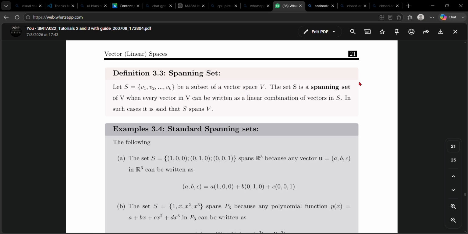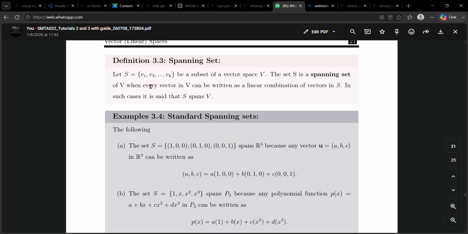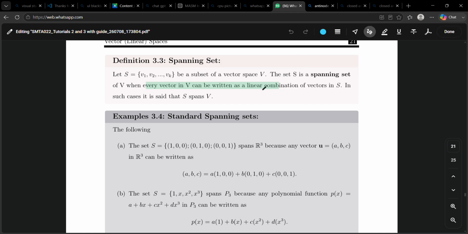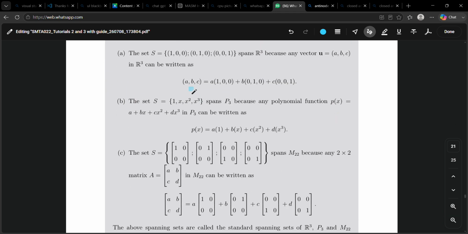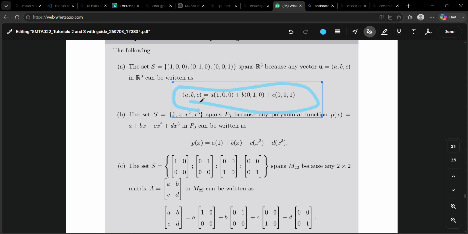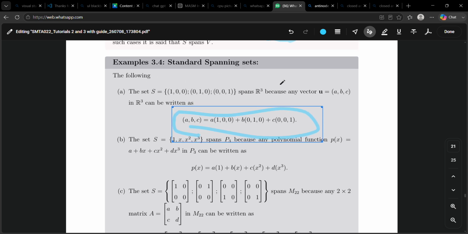The set S is a spanning set of V when every vector in V can be written as a linear combination. So I have already explained how you write a vector as a linear combination. It's something like this. This is a linear combination. Or we can write the set S, which is this. It spans R3 because any vector can be written in this format. If you simplify this, it will still give you A, B, C.